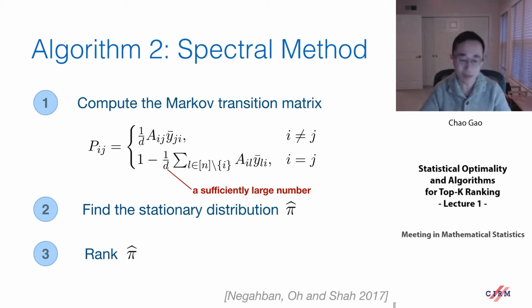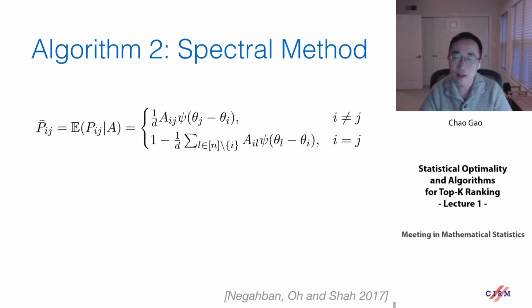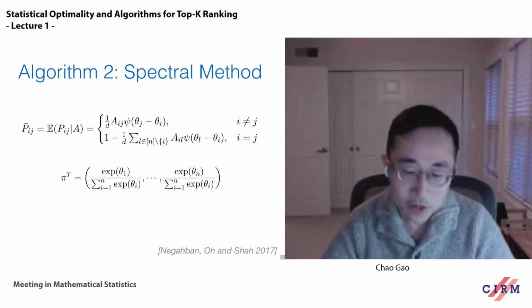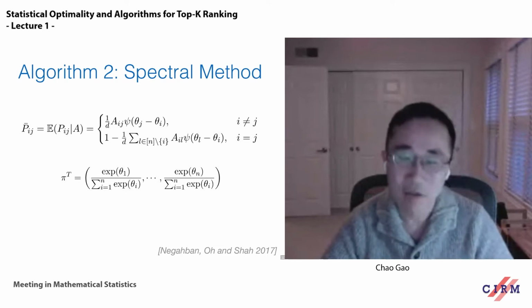The spectral algorithm definitely looks quite strange because it is not like the maximum likelihood estimator, whose meaning is very clear and straightforward. The MLE simply estimates the skill parameter and then ranks the players according to the skills. So why is the stationary distribution of some Markov chain related to the skill of the player? Well, we can actually compute the conditional expectation of the transition matrix. This leads to the population version of the Markov chain. Then we can define a probability vector pi in this way: each entry of pi is proportional to the exponential of the skill parameter of each player.